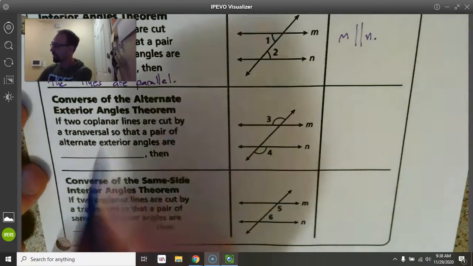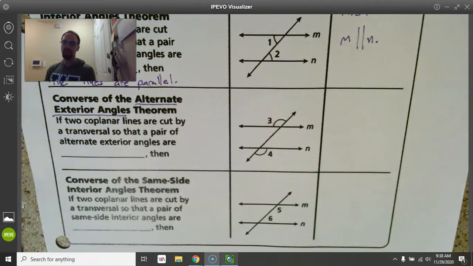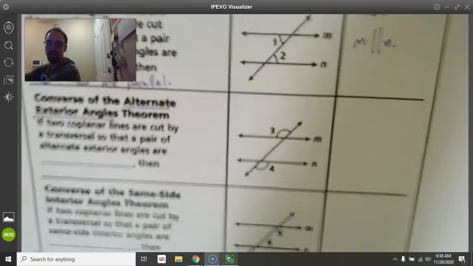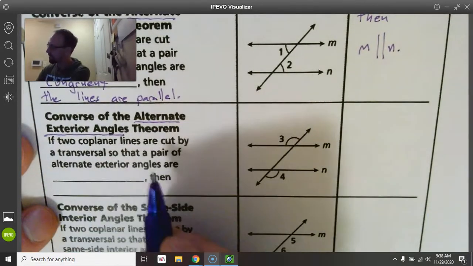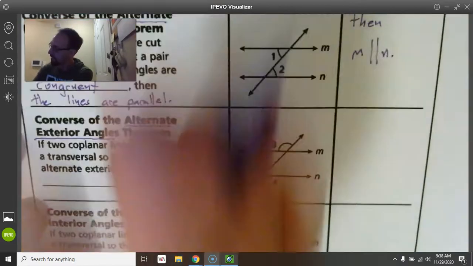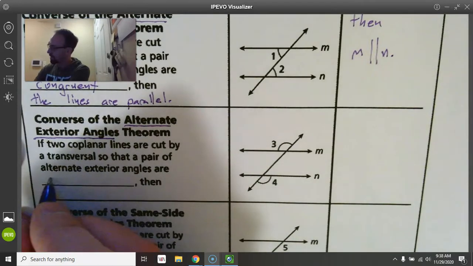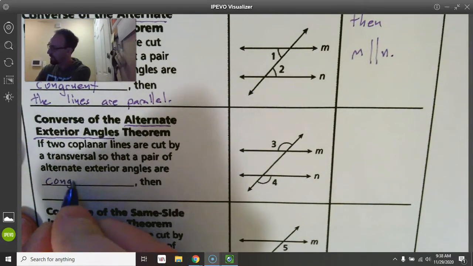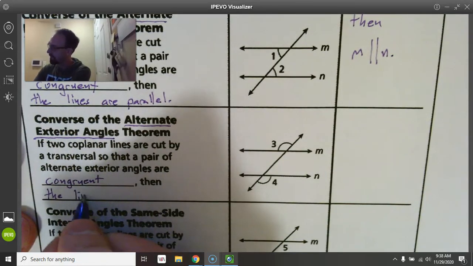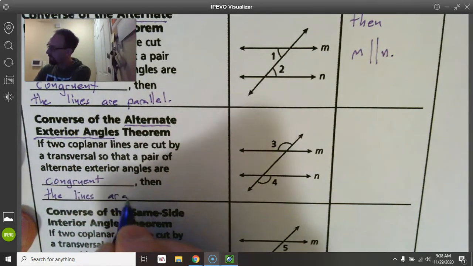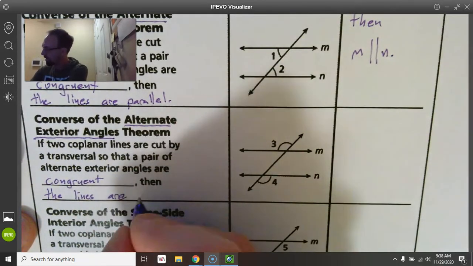Now we're doing the converse of the alternate exterior angles. So now you see that there's a kind of a theme here with all of these. We're going to be talking through the different theorems, but we're talking about them in a different way. So here we have two coplanar lines cut by a transversal so that a pair of alternate exterior angles are congruent. Again, same idea. Then the lines are parallel.